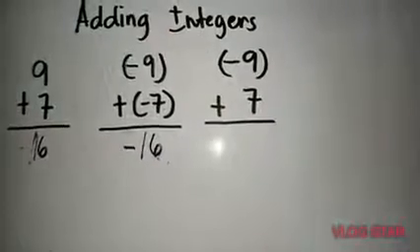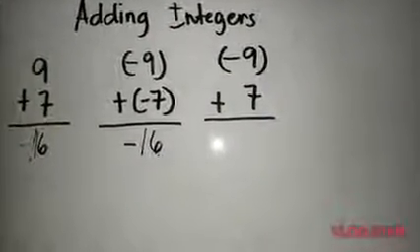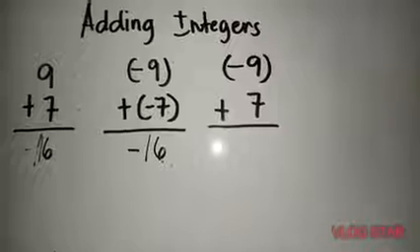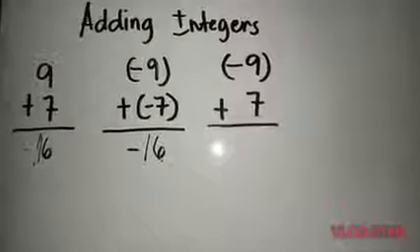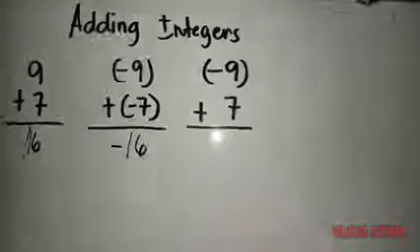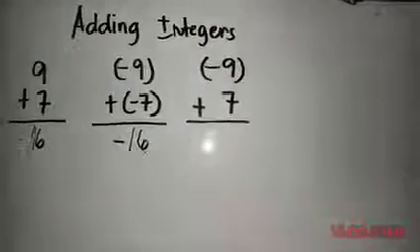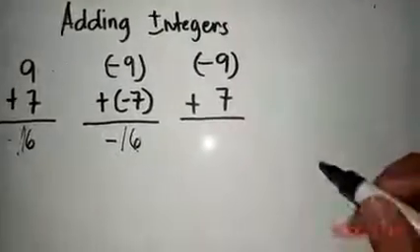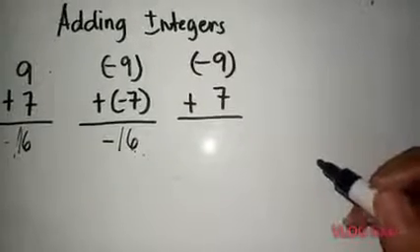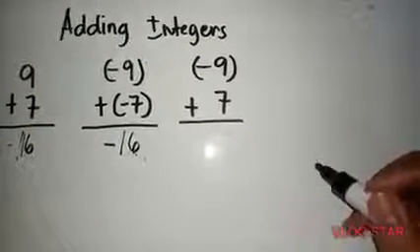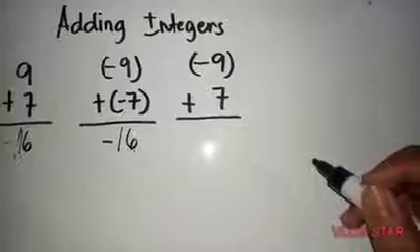Next, what if they have unlike sign, just like the second example, negative 9 plus 7? How can we get the answer, or how can we add these integers? To add integers with unlike sign, first get the absolute value of each integer.